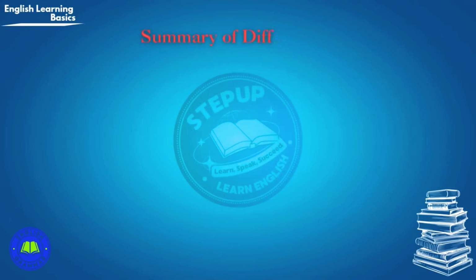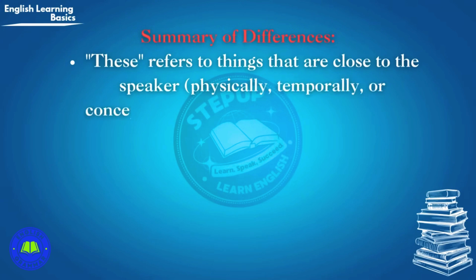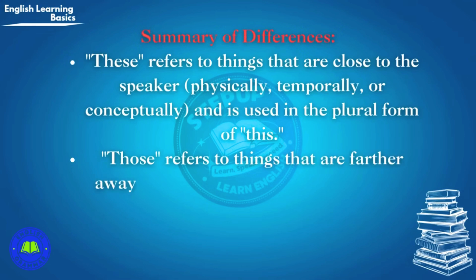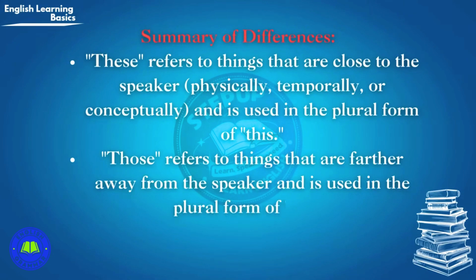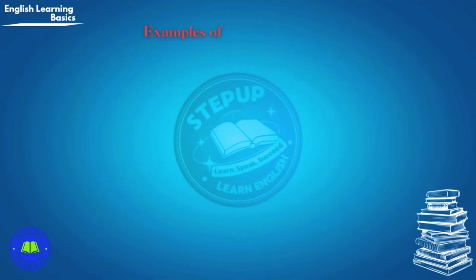Summary of differences. These refers to things that are close to the speaker, physically, temporally, or conceptually, and is used as the plural form of this. Those refers to things that are farther away from the speaker and is used as the plural form of that. Examples of these versus those.